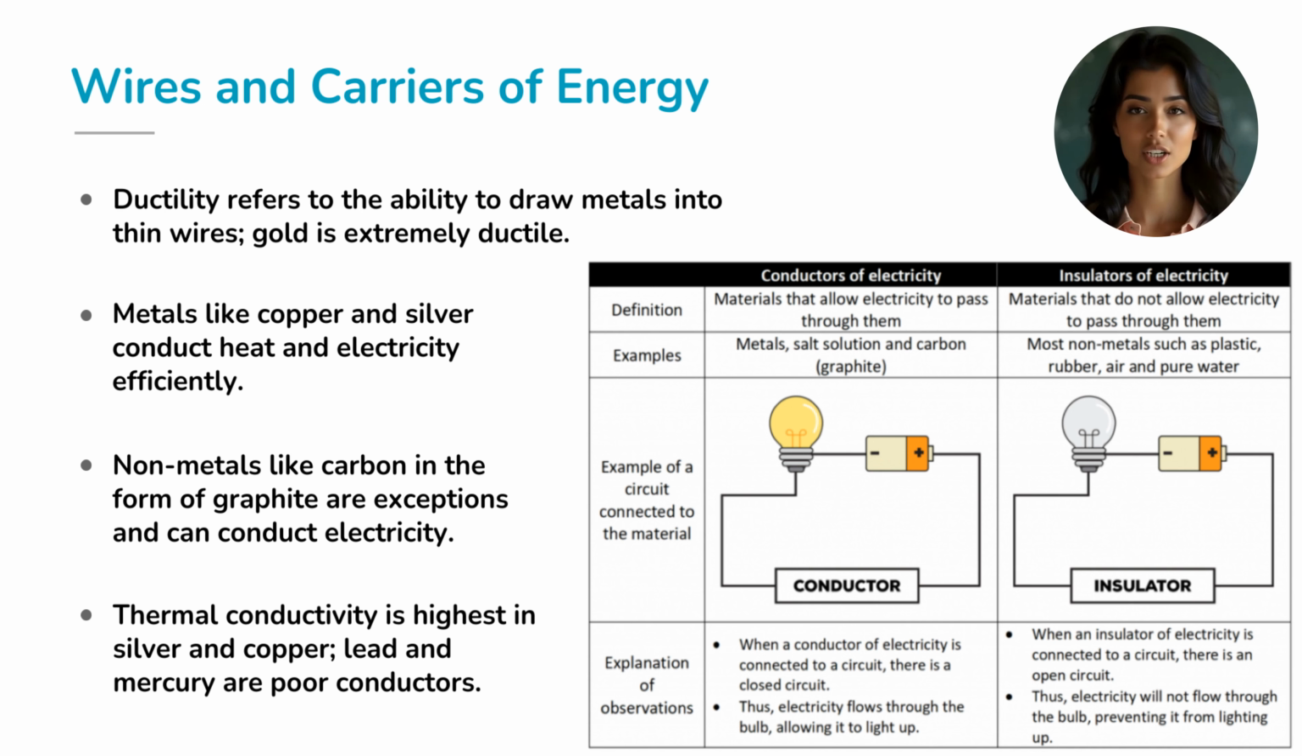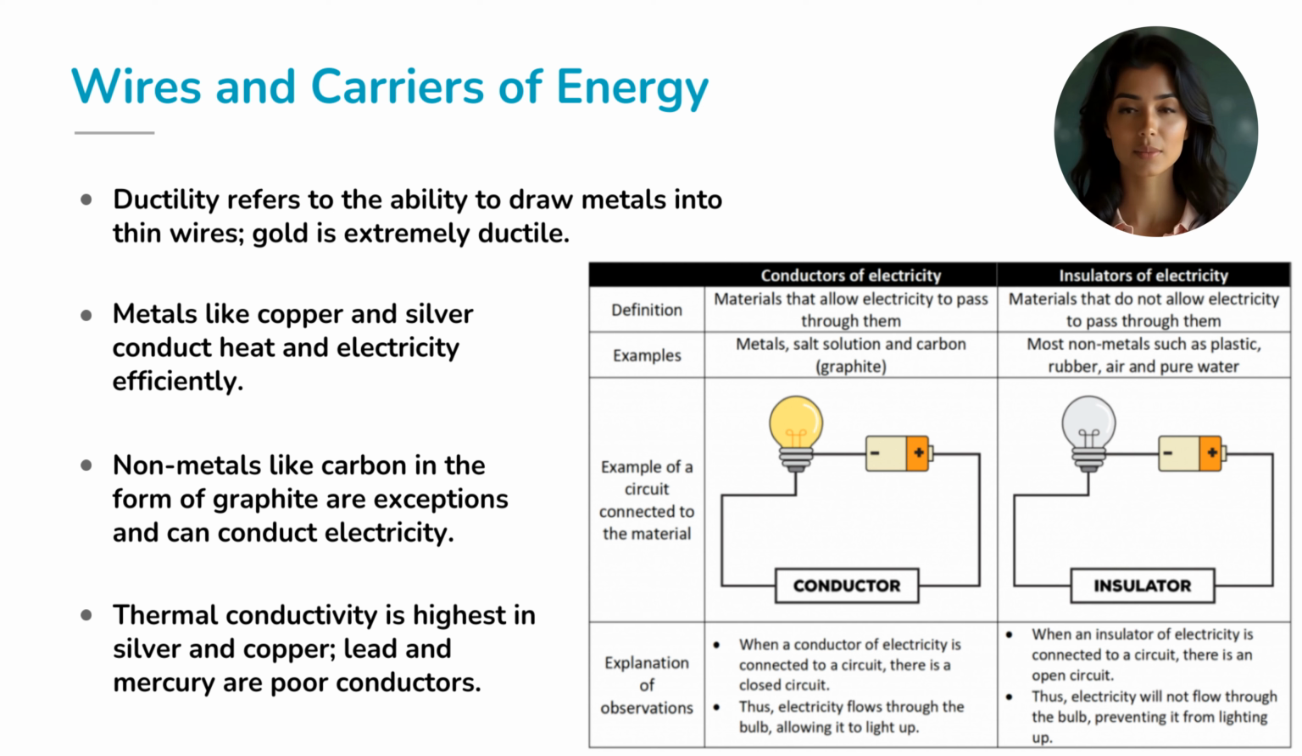Now let's stretch our understanding literally. Ductility refers to the ability to draw a substance into wires. And gold takes the crown here. You can draw a wire 2 kilometers long from just 1 gram of gold. Next is conductivity. Metals like silver and copper are the best conductors of heat and electricity. That's why copper is used in electrical wires and silver in high precision circuits.